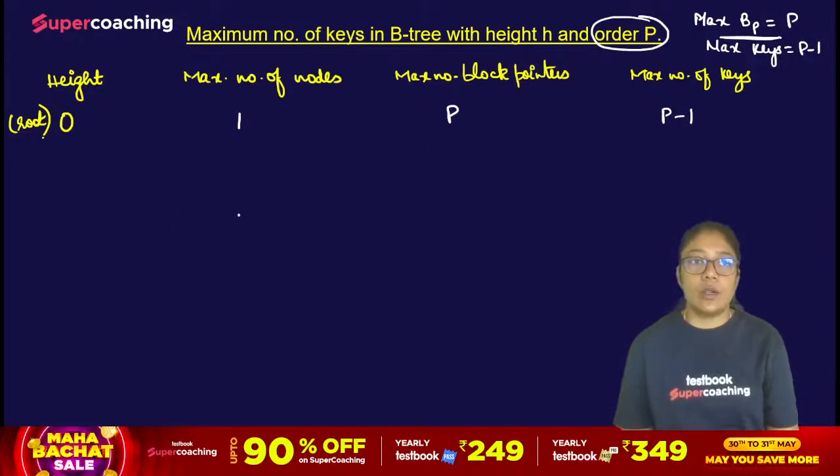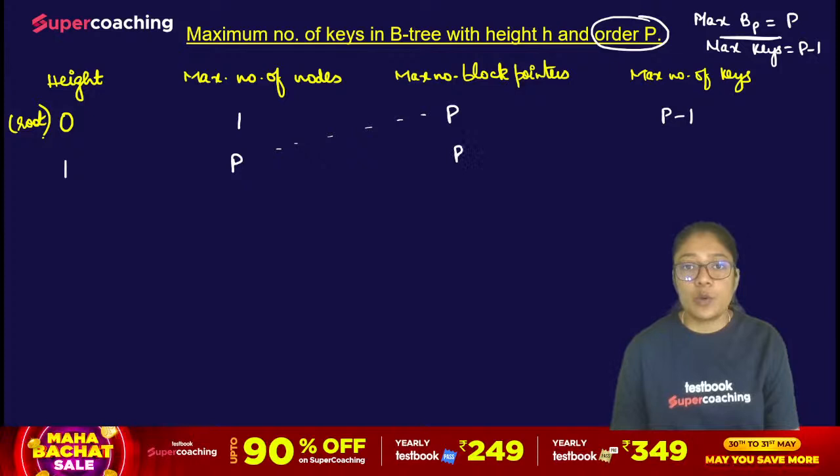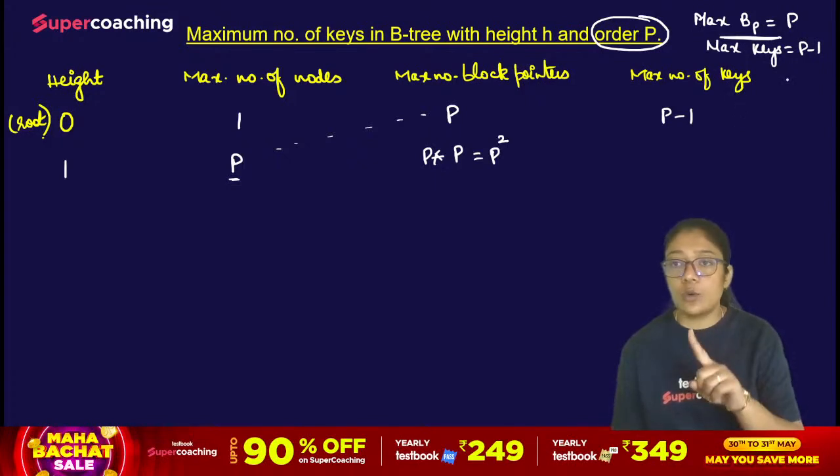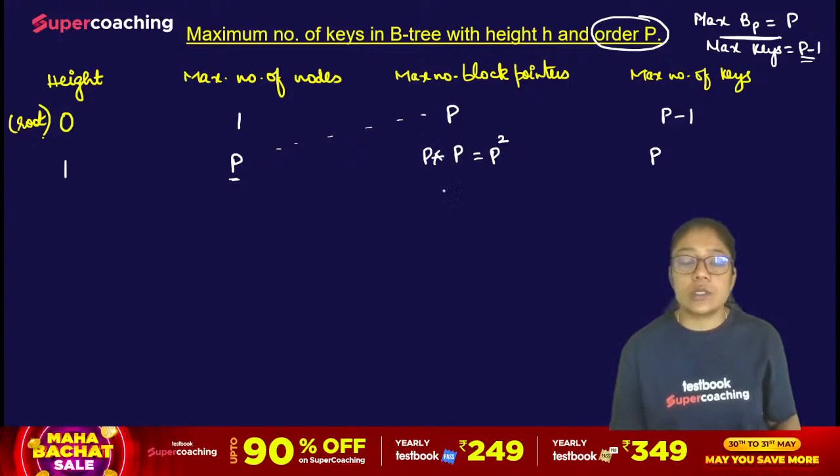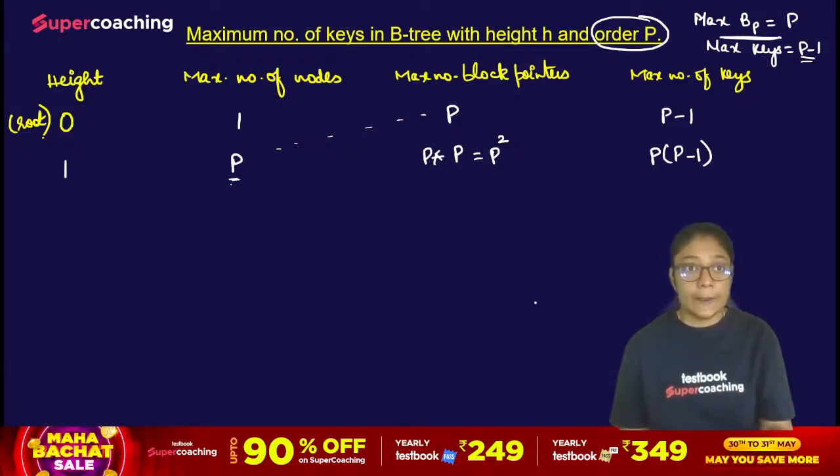At the next level, at height 1, the number of block pointers will represent the number of nodes. For each node, maximum block pointers are P, and there are P nodes, so it will be P into P, that comes out to be P square. For each node there are P minus 1 keys, but at height 1 we have P nodes, so we'll be taking this as P into P minus 1.